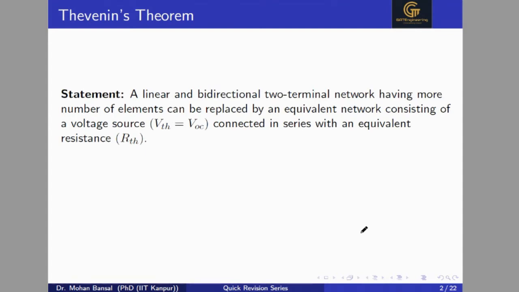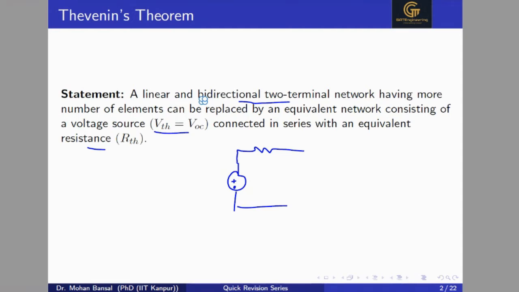So first we'll see the statement of Thevenin's theorem. A linear bidirectional two-terminal network having a number of elements can be replaced by an equivalent voltage source, or Thevenin voltage source, with Thevenin's resistance in series. What does it mean? If we have a number of voltage sources or current sources and a number of components in a network, we can replace that by a single voltage source with a resistor, that is Thevenin's resistor, in series. This is the main application of Thevenin's and Norton's theorem.